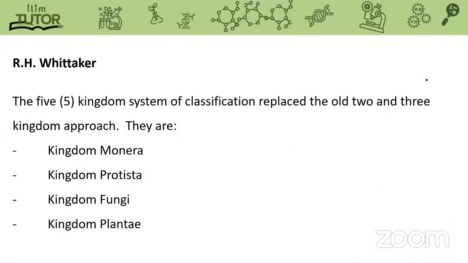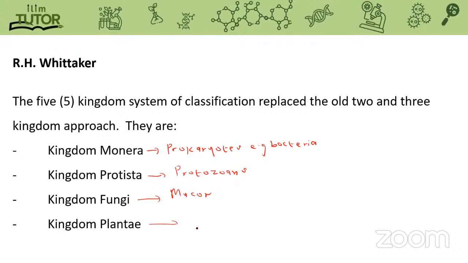Let's look at the work of R.H. Whittaker. R.H. Whittaker lived between 1920 and 1980, and he came up with these 5 kingdoms that we talk about today. All living organisms will fall into any of these 5 kingdoms. So we have the kingdom Monera, which has to do with the prokaryotes. The prokaryotes are your bacteria and the blue-green algae. We also talk about Protista. Protista includes organisms like the protozoans. Next, we talk about fungi, which includes organisms like mucor. And then finally, there's still another kingdom that is missing, which is kingdom Animalia.